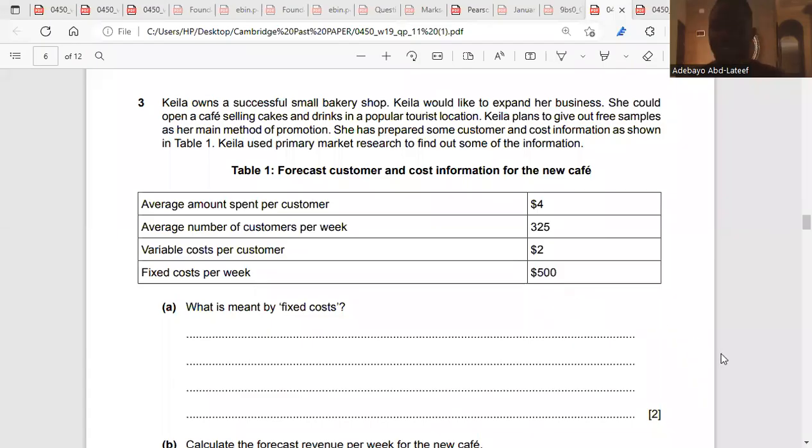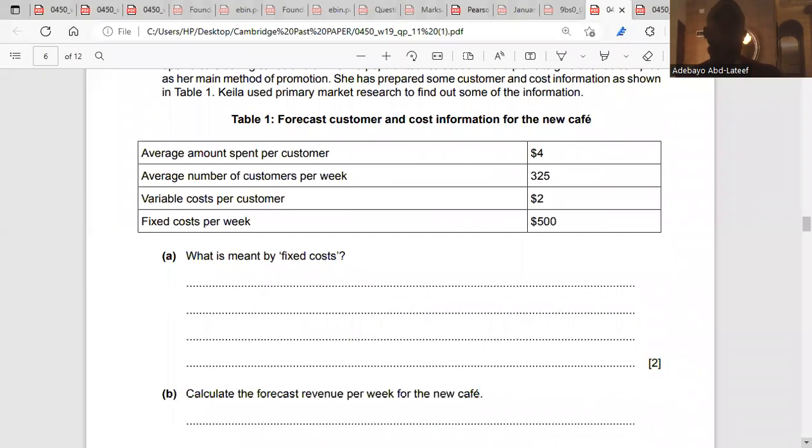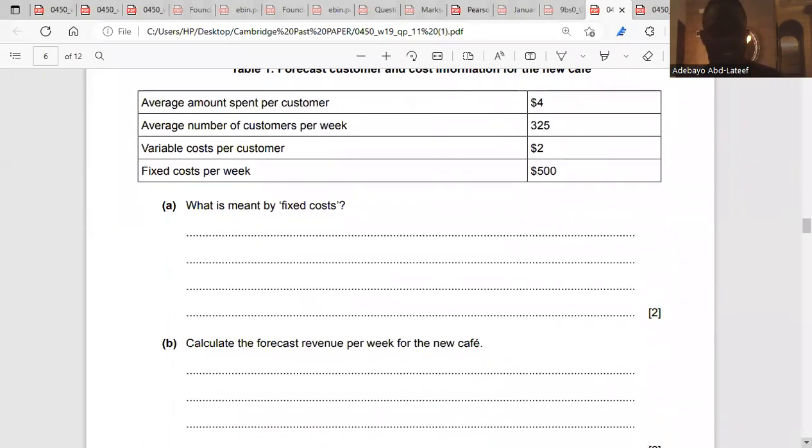Okay, so question three. The first question says, what is meant by fixed cost? So what are fixed costs? Business costs such as rent that are constant, whatever the output increases. It doesn't change. So that's FC. Cost that doesn't change as output changes, okay?